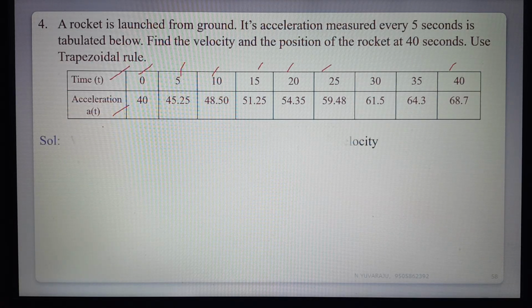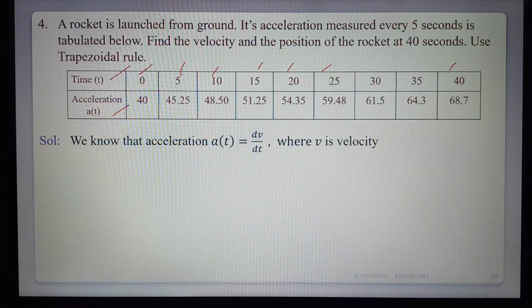Okay? So we know that acceleration is the rate of change of velocity. Acceleration is equal to dv by dt, where v is the velocity. But here we have to find the velocity. Acceleration is a differentiation, and we want velocity, which means the anti-derivative, that is integration. So v is equal to the integration of acceleration, v is equal to the integral of a of t dt.